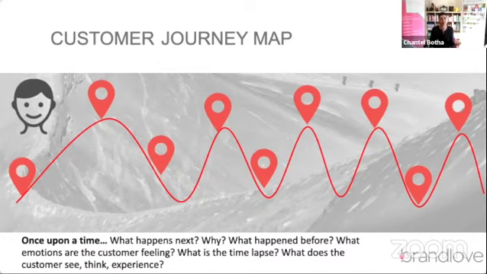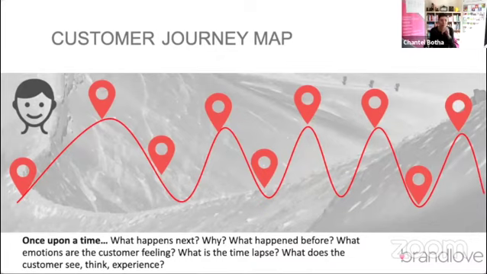Where does the journey start? Why did they do that? What happened before they did that? What's going to happen after they did that? What emotions are your customer feeling in that moment? What's the time lapse? What did they see? What did they think? What did they experience?